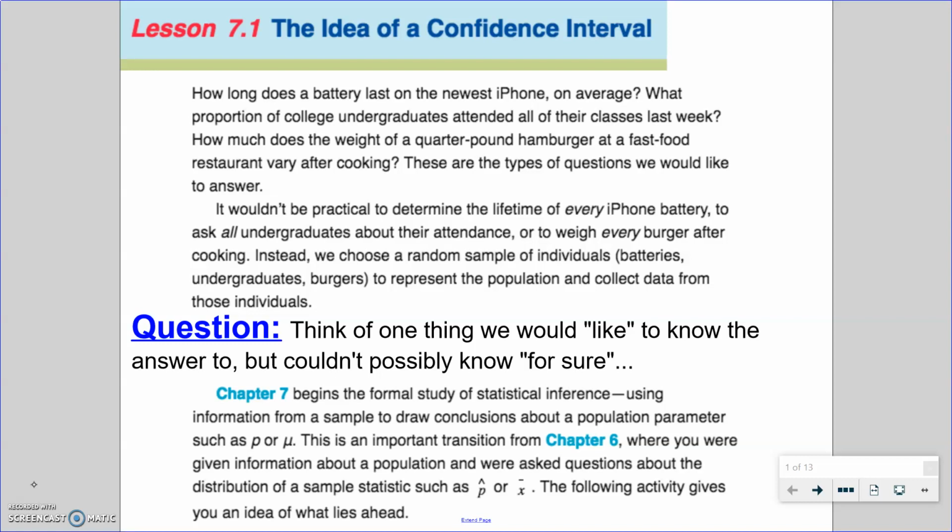All right, so the basic idea, you guys, of a confidence interval is just like what it's talking about on here. It's not practical to find the lifetime of every iPhone battery, or to ask all undergraduates about their attendance, or to actually weigh every single burger that a particular restaurant's cooking. It's one of those things that we talk about in stats a lot and that we've talked about this year, where it's time consuming, it's not cost effective, and so we couldn't possibly know this is the number for everything. So my question posed to you guys: think of one thing we would like to know the answer to, but couldn't possibly know for sure.